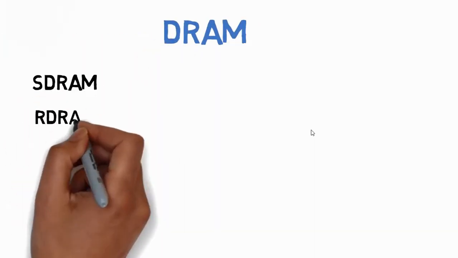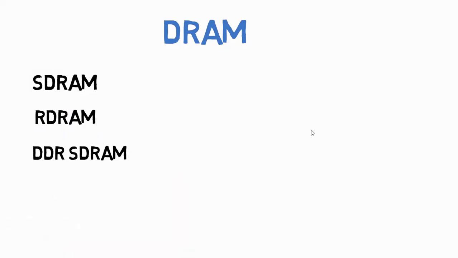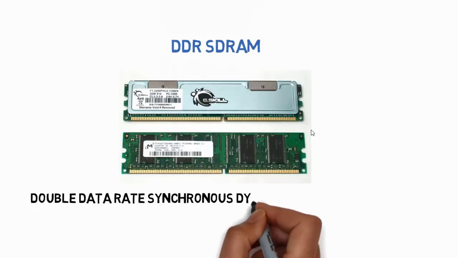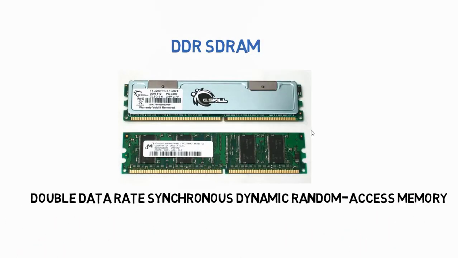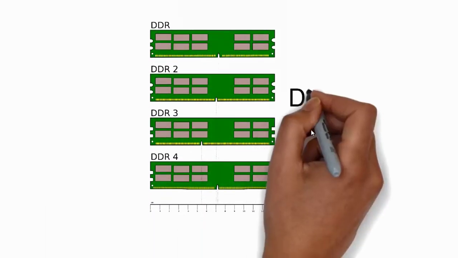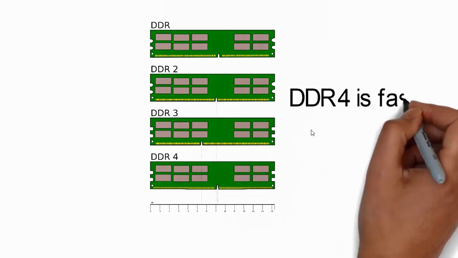DRAM is classified into SDRAM, RDRAM, and DDR SDRAM. DDR SDRAM is double data rate synchronous dynamic random access memory. Again, it has different types of DDR RAMs. DDR4 is the fastest.